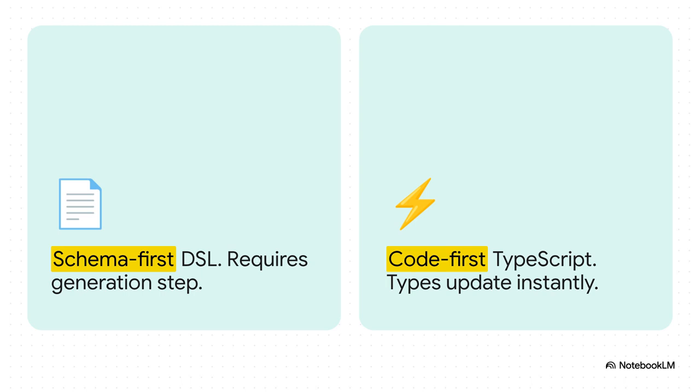Drizzle, on the flip side, is totally code-first. You define your schema using plain old JavaScript objects right there in TypeScript. No generation step required. The types update instantly the second you hit save, which, honestly, developers note is a massive boost to daily coding happiness.